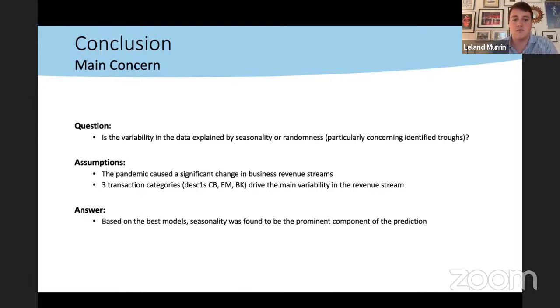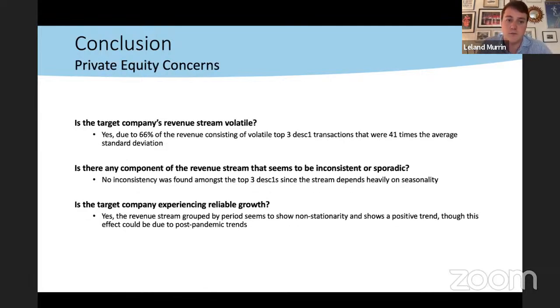Using these assumptions, we came up with the answer that, absolutely, based on the best model, seasonality was found to be the prominent component of the prediction. So you could confidently identify troughs using a seasonal model. So this company is definitely experiencing some reliable revenue. To answer some of the private equity companies' concerns that we mentioned in the beginning: is the revenue stream volatile? Yes, definitely.